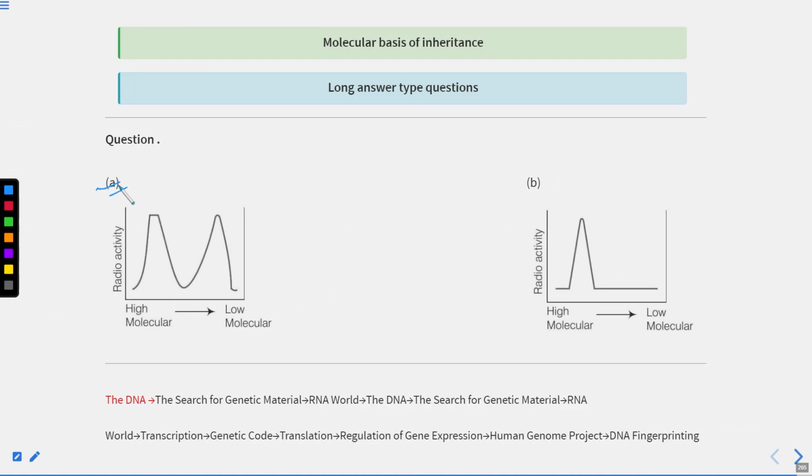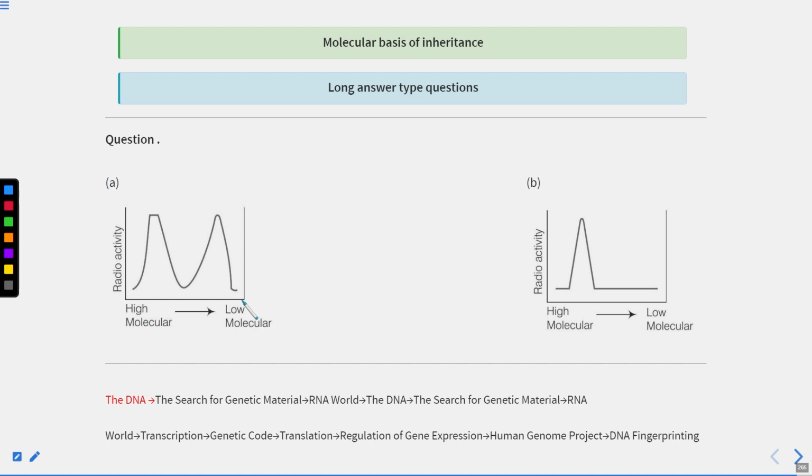So option A, in this graph you can see there are two peaks. One is a high molecular weight peak, another one is a low molecular weight peak. Now you can see graph B. Here a high molecular weight peak is formed and there is no low molecular weight peak.